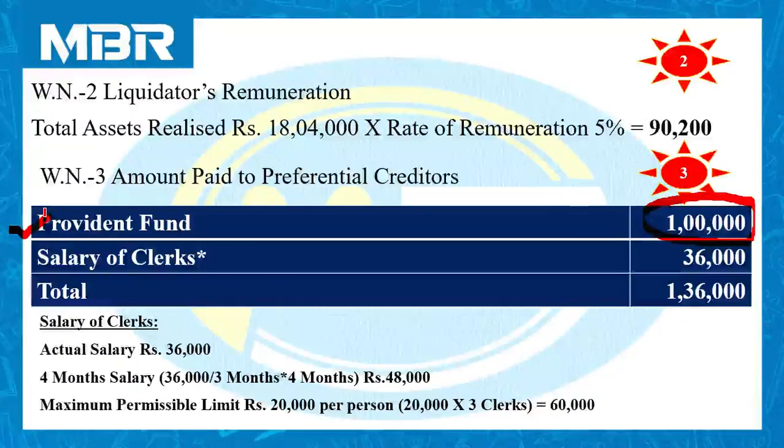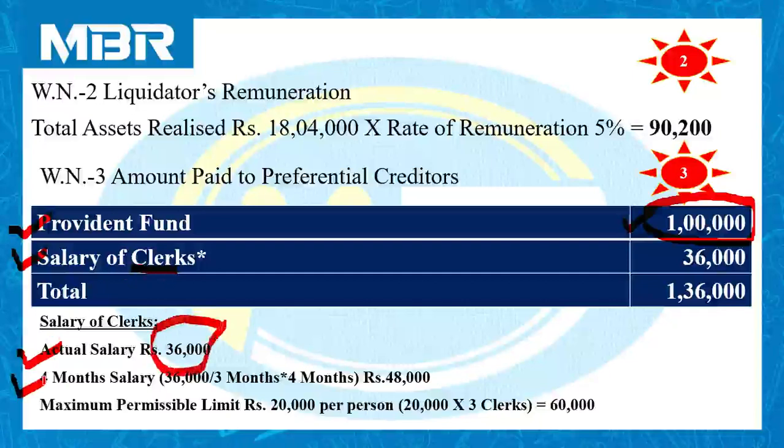I have already informed you to revise the first session so that you can be clear about the items to be included in preferential creditors. So the amount of provident fund, rupees 1 lakh, is part of preferential creditors. Second, salary of employees, or salary of clerks over here. For the calculation of salary of clerks, we have three different options. First option, actual salary. As per the liability side of the balance sheet, it is rupees 36,000.